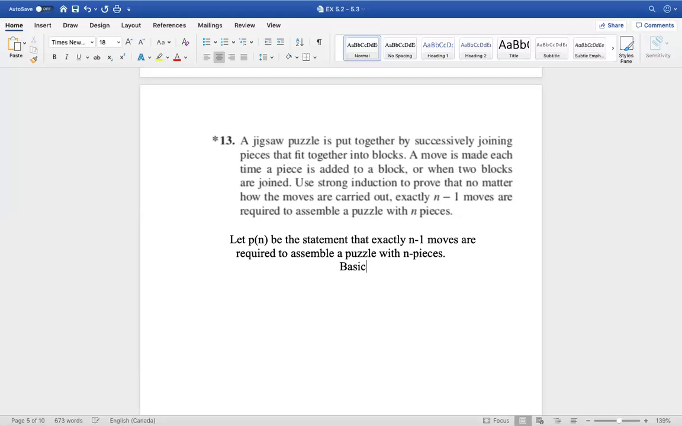We do the basis step. In the basis step, the smallest one is n equals 1, because the smallest puzzle is one piece, right? So we will take P(1). P(1) is trivially true, because if we put 1 here in P(n), it says exactly 1 minus 1 moves are required. So P(1) represents that zero moves are required, and that is true. Then we move forward to the inductive step.